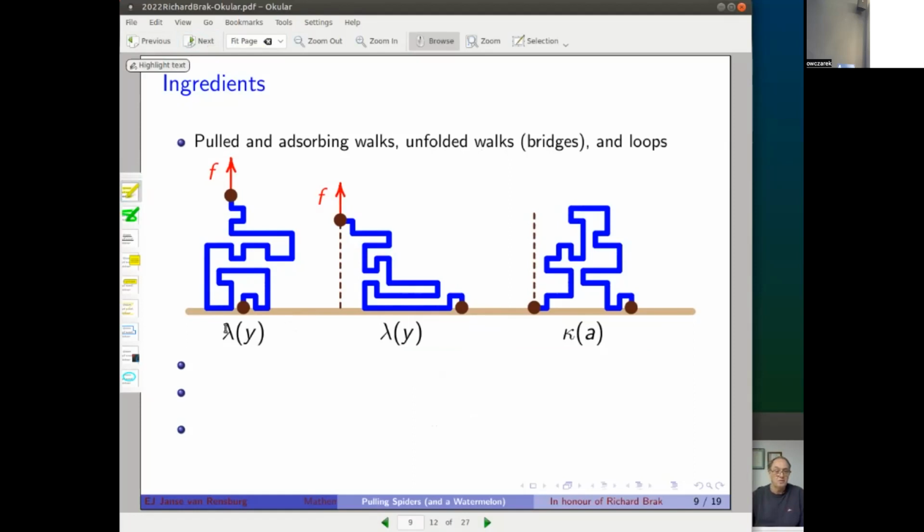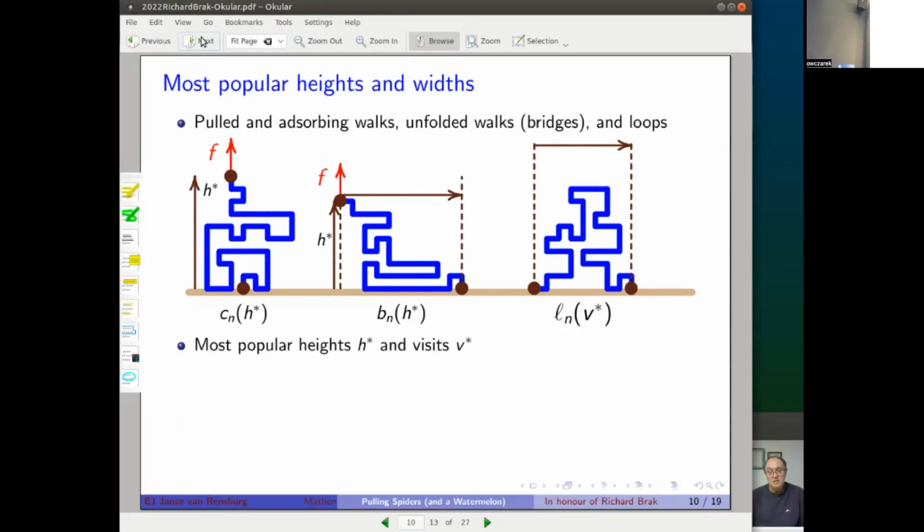So the free energy of pulled walks, of course, is lambda of y. This does not change when you unfold the walk horizontally. And then for an absorbing loop, the free energy is kappa of A, which is the same as the free energy of an absorbing walk.